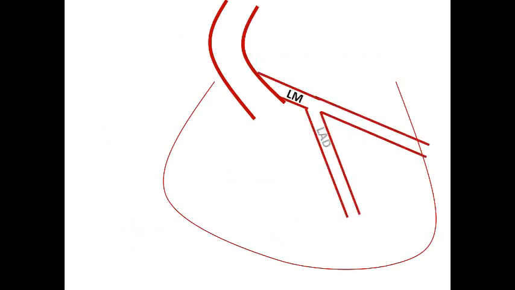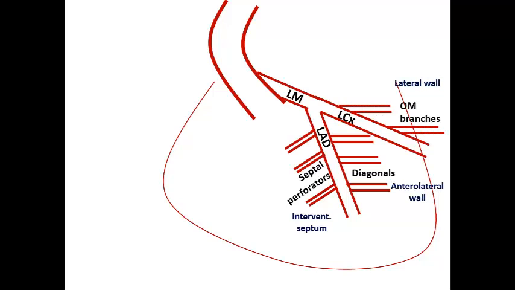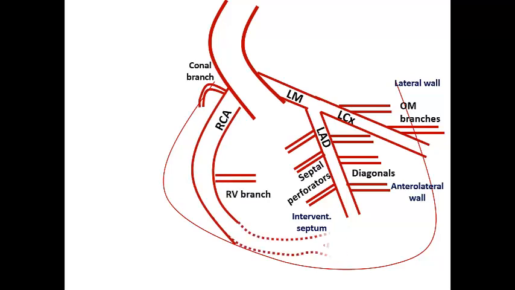Let's remind ourselves with the coronary anatomy that we have discussed in the previous lecture. We have the left main coronary artery bifurcating into LAD and LCX. LAD gives origin to the diagonal, supplying the anterolateral wall, and septal perforators supplying the interventricular septum, and the LCX gives rise to the OM branch supplying the lateral wall. We have then the right coronary artery, which gives rise to the conus branch and RV branch, and then it continues posteriorly in order to bifurcate into the posterolateral branch and PDA.